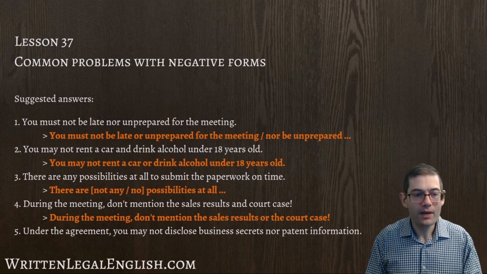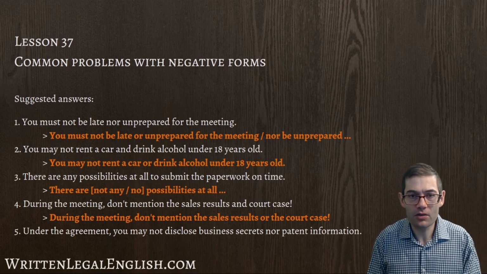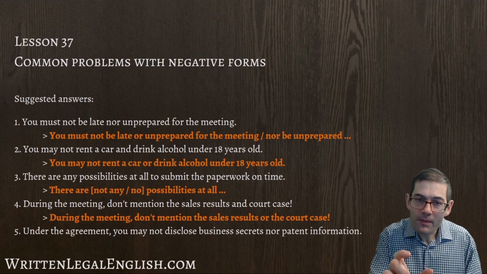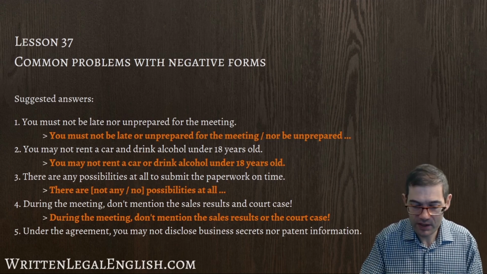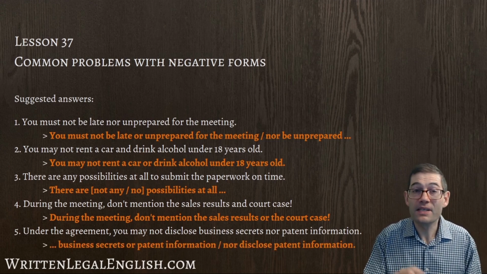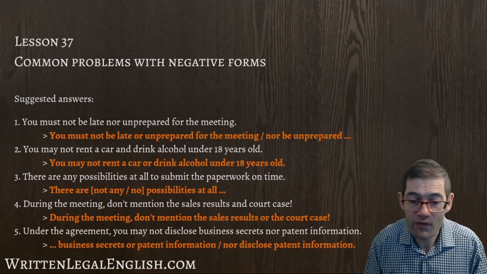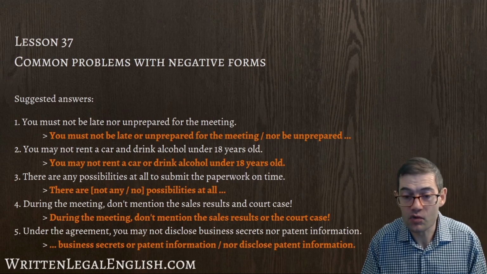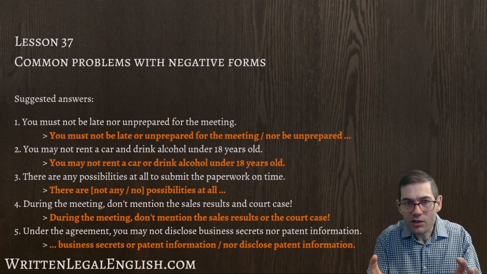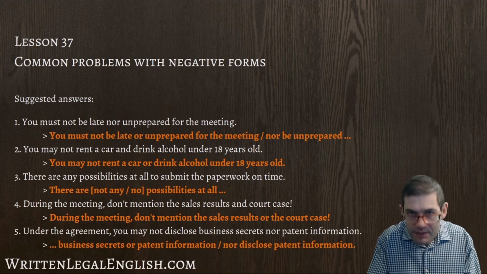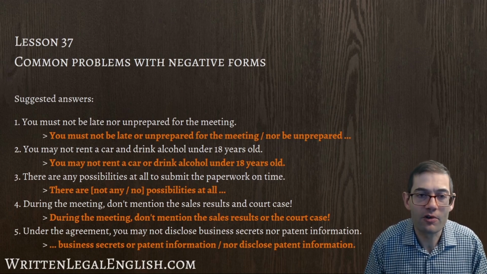And number 5, "under the agreement, you may not disclose business secrets nor patent information." So once again, we've got that problem after nor, where we don't have a verb phrase. So we've got 2 ways to fix this. We can either say business secrets or patent information, or we need to introduce a verb phrase, nor disclose patent information. So disclose is like a little repetition of do not mention, but that's okay. If we want to use nor, we've got to use a verb form of some kind.